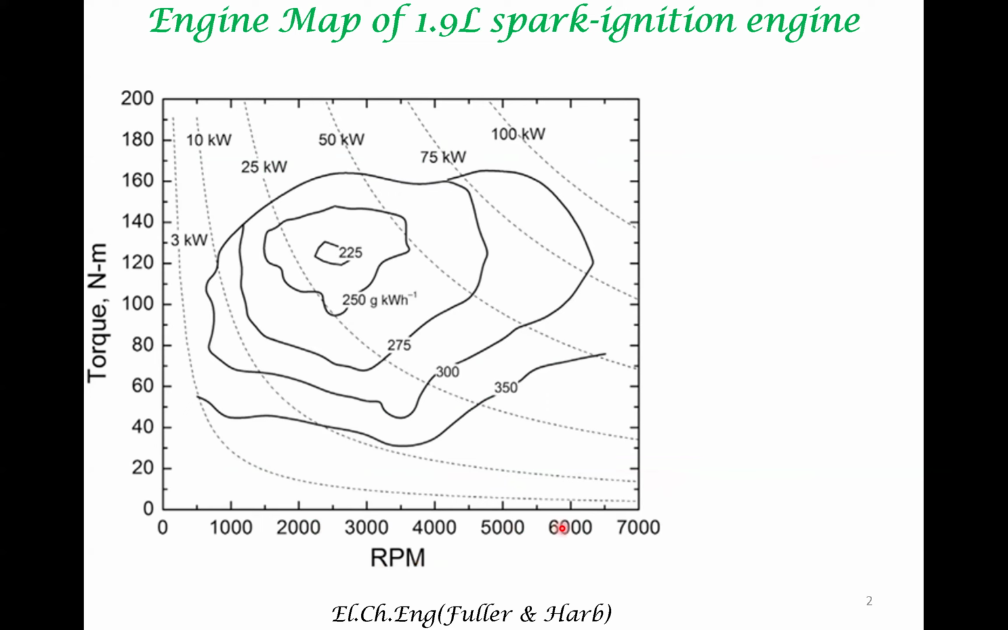Along the x-axis is the rotation per minute. So this is indicative of the speed of the vehicle. What we are trying to present is the efficiency of a 1.9 liters spark ignition engine. Along the x-axis, we have something indicative of the speed. Then along the y-axis, we have the torque that is provided by the engine.